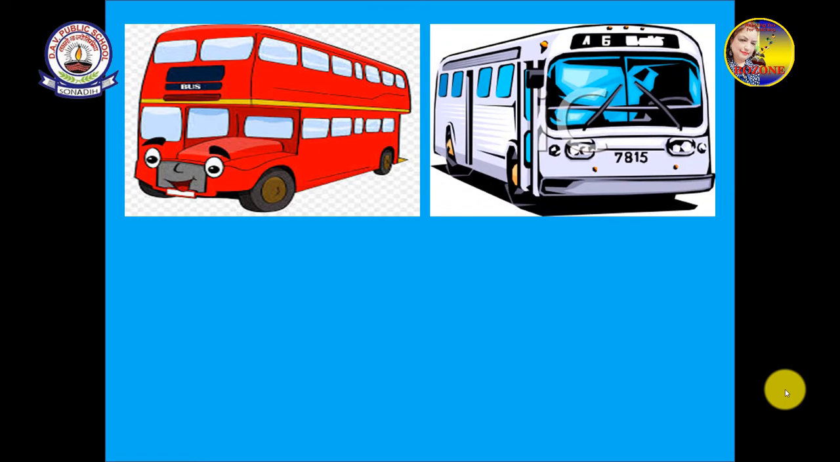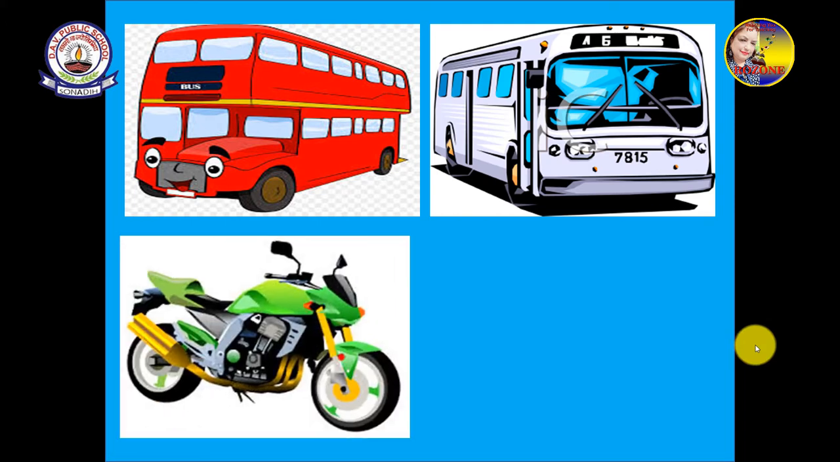These are the different types of buses. This is a double decker bus. Below there is a seating arrangement, and on top also, there are stairs, and from those stairs the people go to the upper part of the bus. This type of bus is not in every city, but in Delhi you will find these buses.